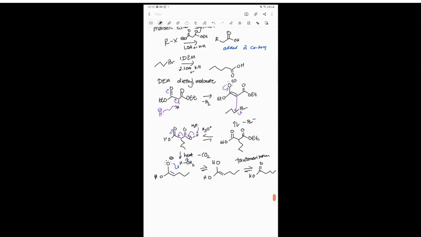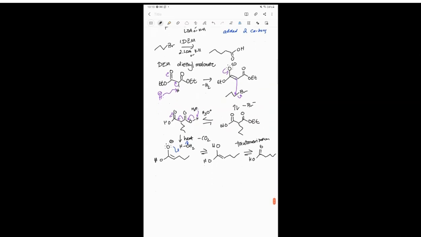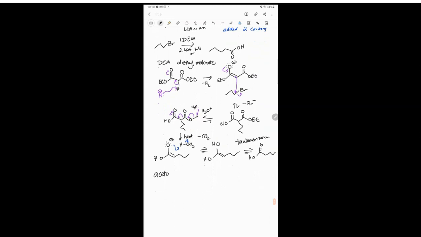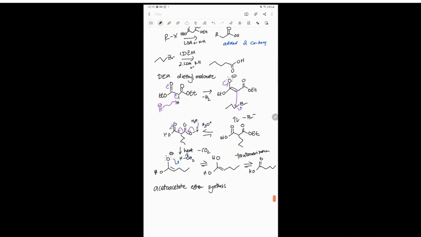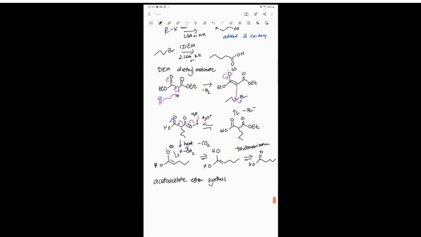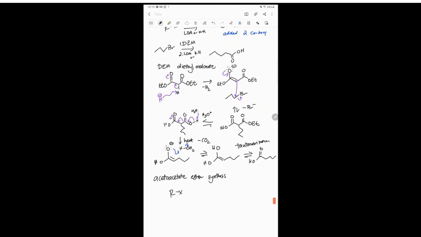Guess what? We can do the same thing with something slightly different. Acetoacetate ester synthesis. This is essentially the same thing as the malonic ester synthesis. But instead you use some sort of ester, but on the other side it's a ketone.